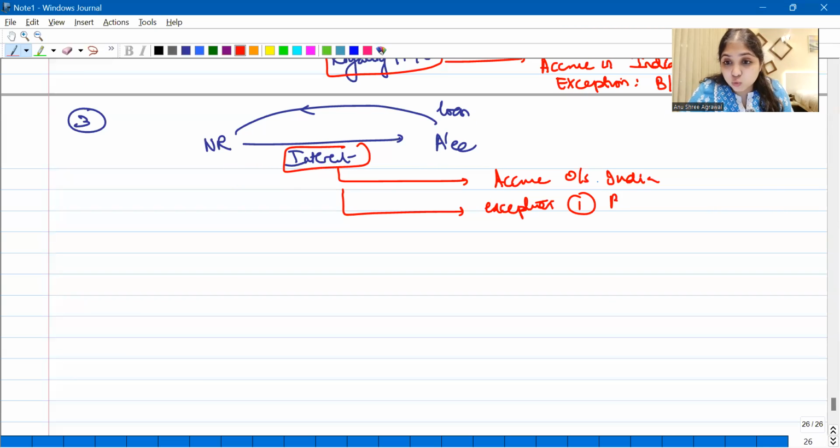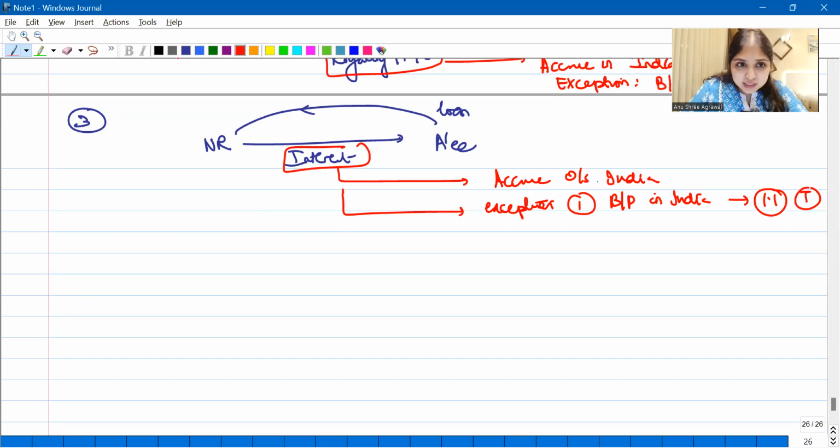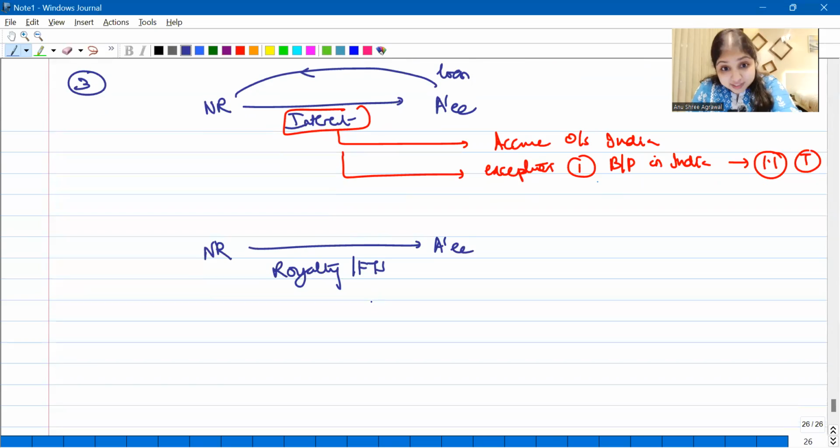Is the non-resident using the loan for a business or profession in India? If he is using the loan for business or profession in India, then it will become an Indian income, taxable for all assessees. And lastly, if the non-resident is giving the assessee royalty or FTS, what will your first answer be? Non-resident is giving.